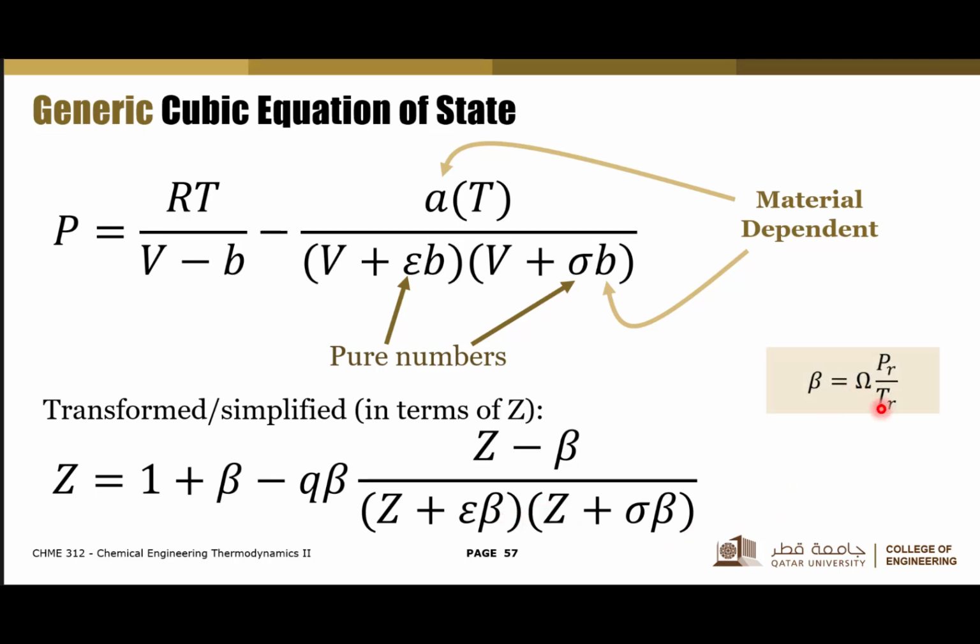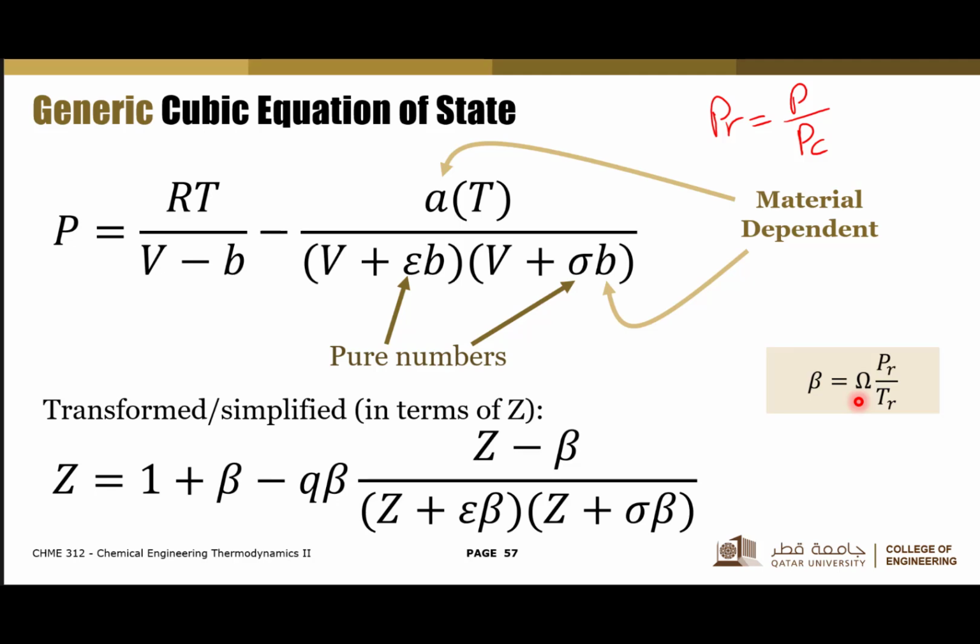Now beta is equal to omega PR over TR, where PR is reduced pressure. Reduced pressure means it's a ratio between the pressure of your system divided by the critical pressure. No, that's not heat. We'll see in a second what it is. It's not heat. And then TR, same thing, that's a reduced temperature. And then omega is an actual constant that we will see based on the model that we're using.